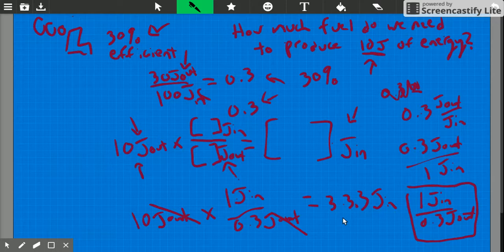All right, so we've answered the question. How much fuel do we need to produce 10 joules of energy? The answer is 33.3 units of energy in terms of fuel. And by breaking up this dimensionless conversion factor into more specific units that are tailored to the question we're trying to answer, we were actually able to use this percentage as the conversion factors that we've looked at in previous videos.